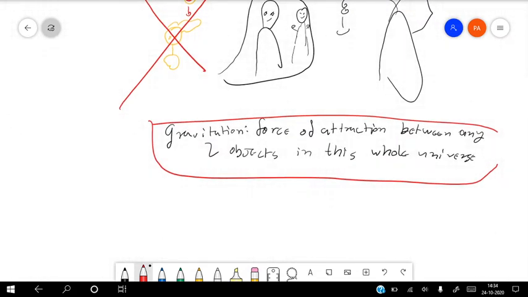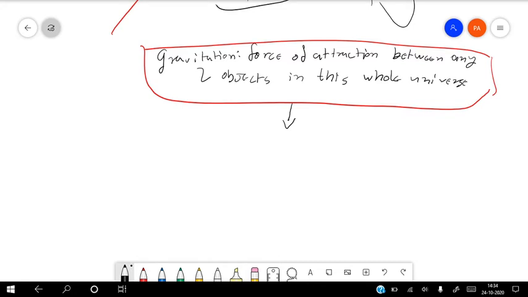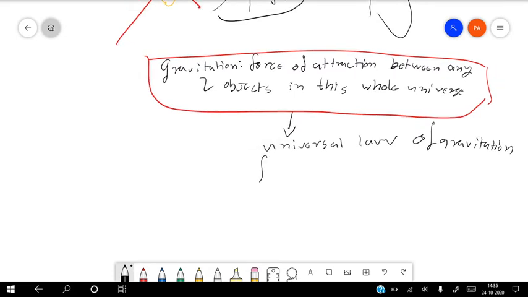Newton said that everything in this universe attracts everything, not only celestial bodies, but even I am attracting this laptop, or even this pen. But many people didn't believe Newton because they couldn't see clear evidence. So Newton wanted to give concrete evidence. Hence, rather than giving a definition, he formulated a new formula. This formula is known as the universal law of gravitation formula.